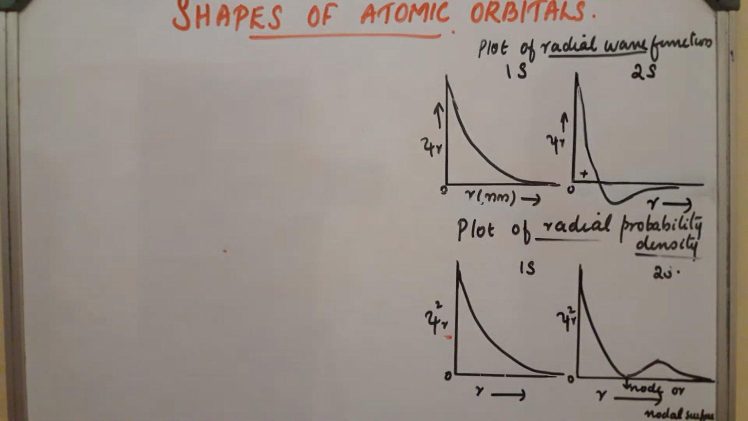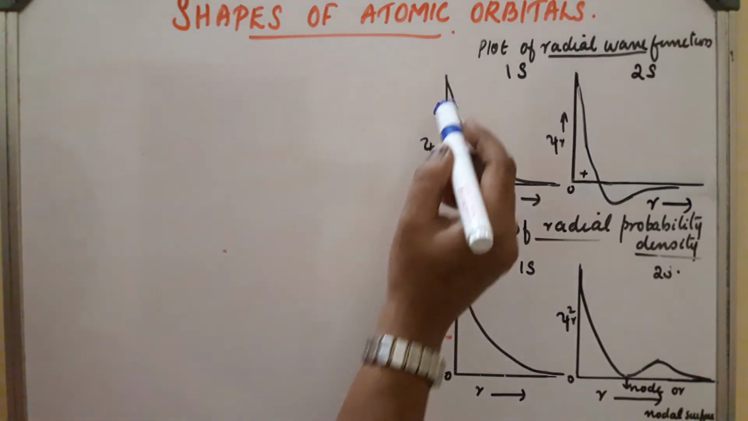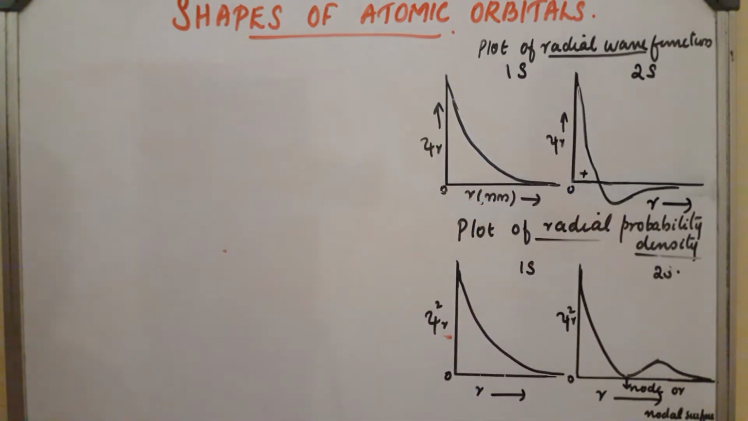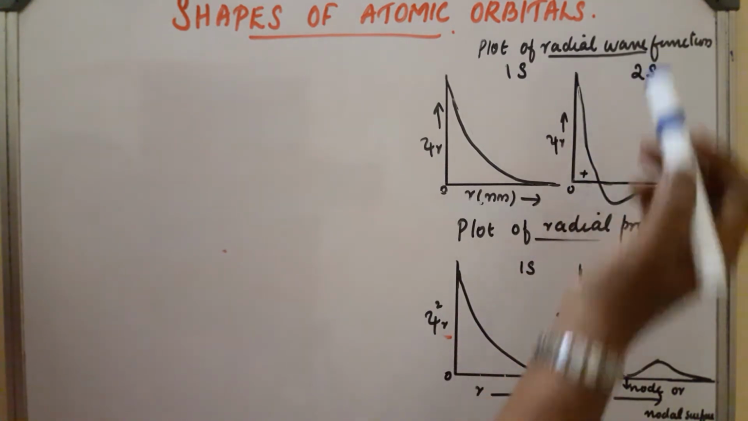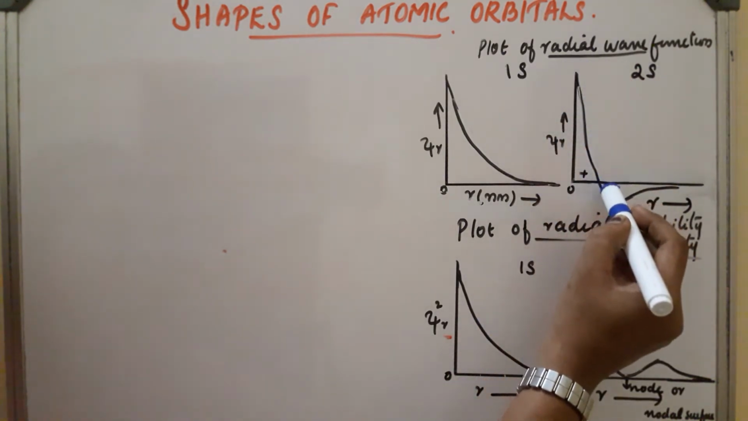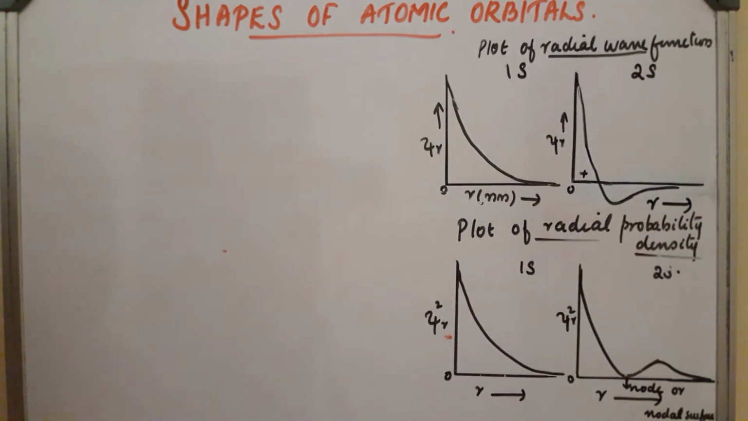In the case of 1s orbital, one graph is obtained, and for 2s orbital we get another graph. So the plots obtained are different. If we notice, as r increases, psi r decreases slowly and reaches a minimum value of 0 in the case of 1s orbital. Now, in the case of 2s orbital, the plot is different. It first decreases to 0, then it again decreases and reaches a negative value, then increases and reaches 0 again. These are the two different plots for two different atomic orbitals.